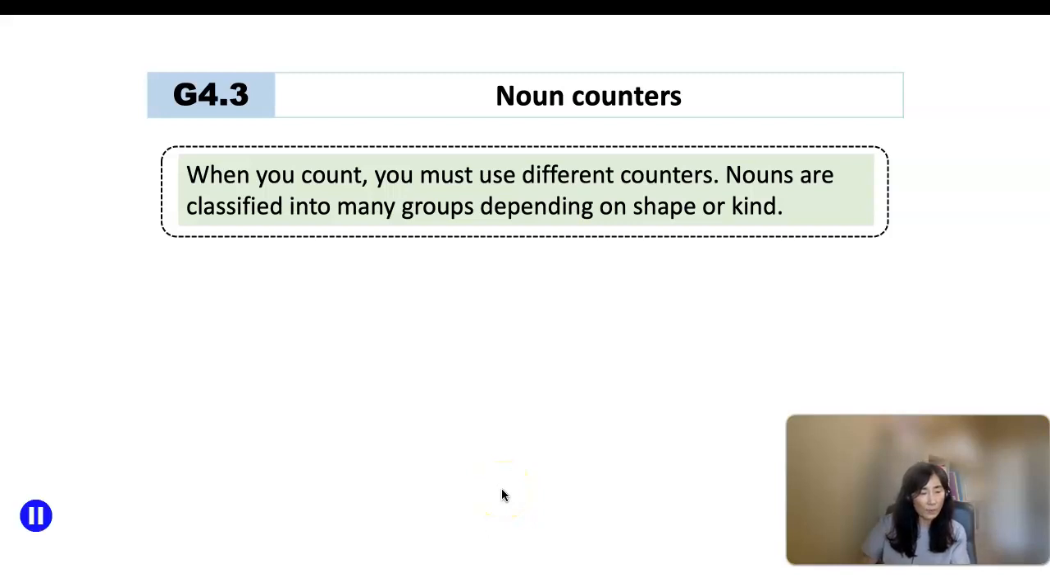Please turn to textbook page 122 and 123. Now I'm going to talk about noun counters.